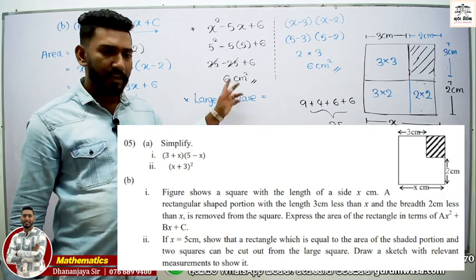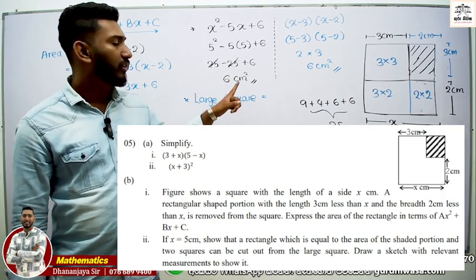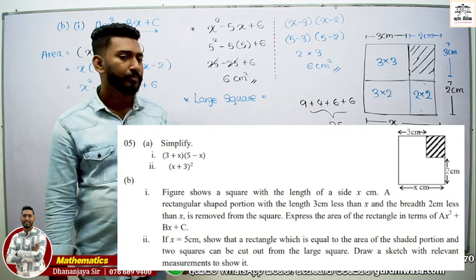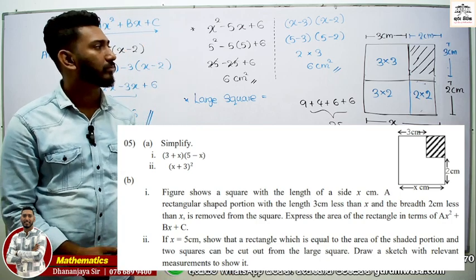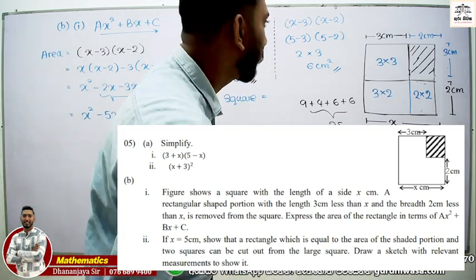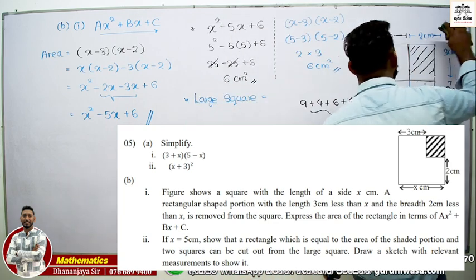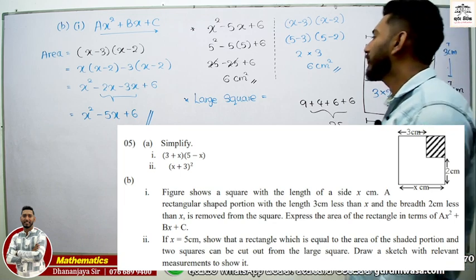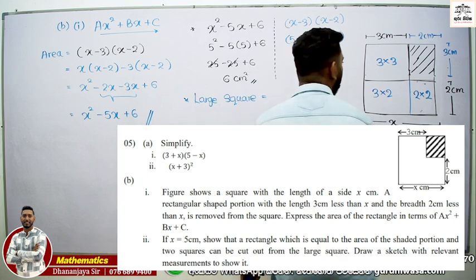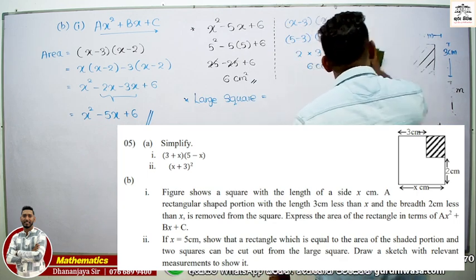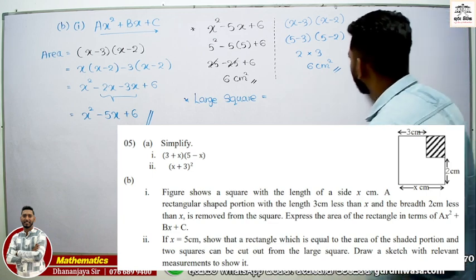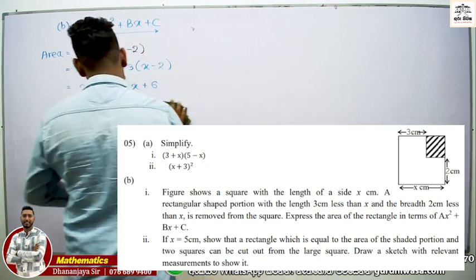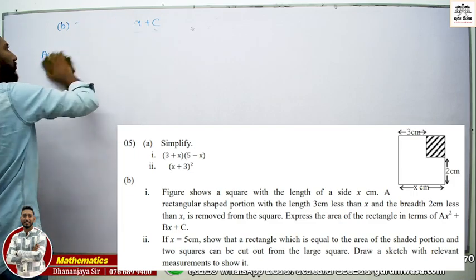The special thing is the area of the shaded portion. It should be 6 cm squared. 6 cm squared. We cut 3 by 3 and 2 by 2 equally from the rectangle. Now I am going to the next part.